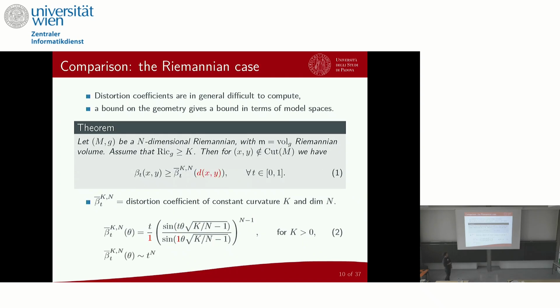What I want to point out here are two things. The first one is that in the right-hand side, the model beta depends on a parameter which is the distance of the two points. And the other thing is that here I wrote the formula of the coefficient for k positive. You can see it is the ratio of two functions of the same function. In the numerator, it is a function of t theta, and the denominator is just the same function when t is equal to 1, right? This will be interesting later when we want to extend the theory to other coefficients.